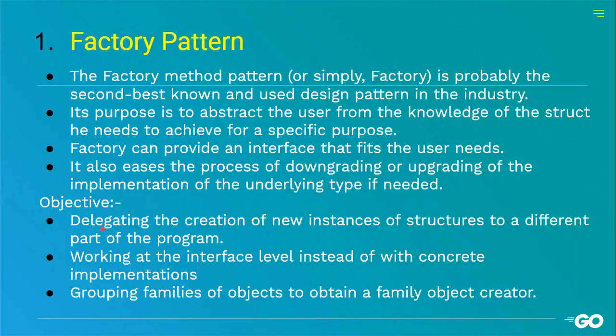So what is the objective of this particular factory pattern? The first one is delegating the creation of new instances of a structure to a different part of the program, right? Working at the interface level, as I told, instead of with the concrete implementation. So the user is not bothered with the concrete implementation of that particular instance, right? Grouping families of objects to obtain a family object creator, and what does this grouping family mean?